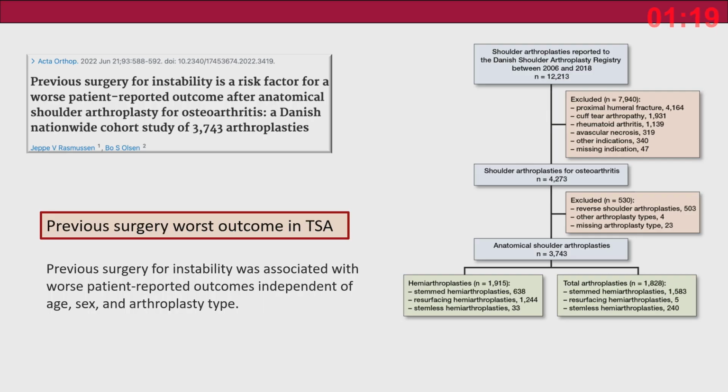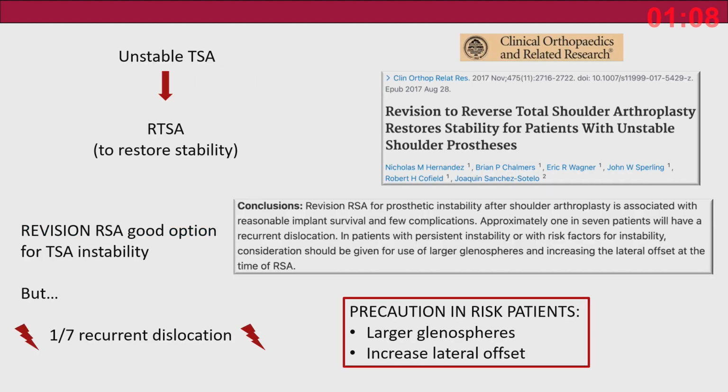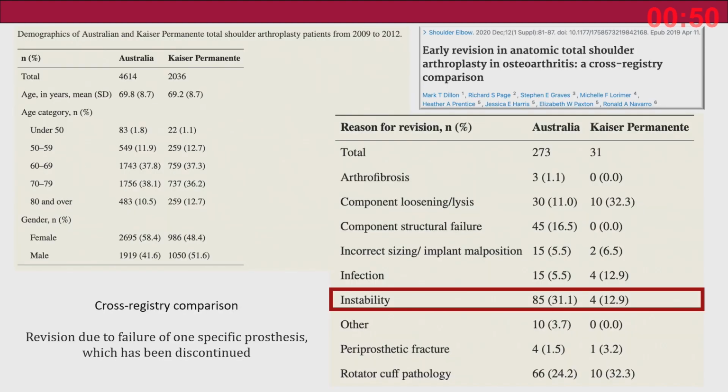And even when we look at the previous surgery, that yields a worse outcome in total shoulder arthroplasty. And when we convert a total to reverse, revision is a good option, but 1 in 7 patients has a recurrent dislocation. So precautions in at-risk patients are larger glenospheres and increasing lateral offset.